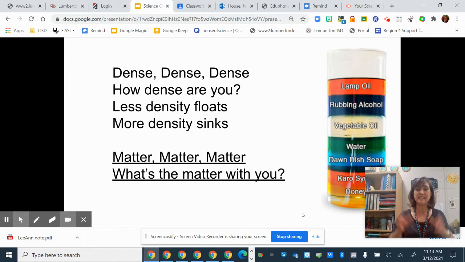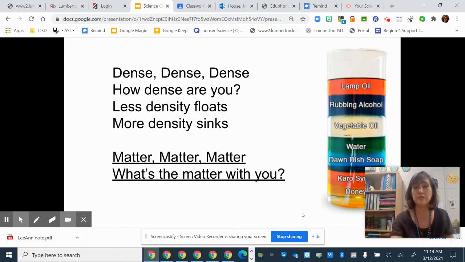Dense, dense, dense. How dense are you? Less density floats. More density sinks. Then we go back to the beginning. Matter, matter, matter. What's the matter with you?